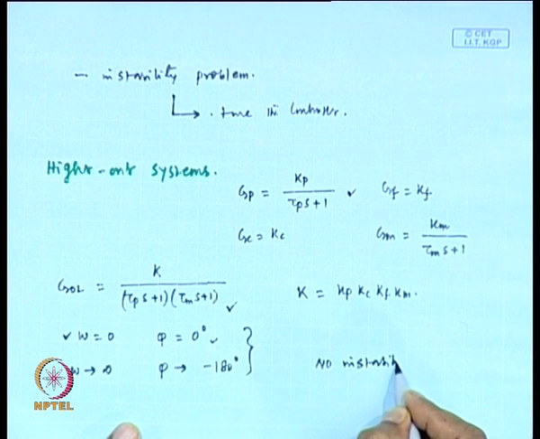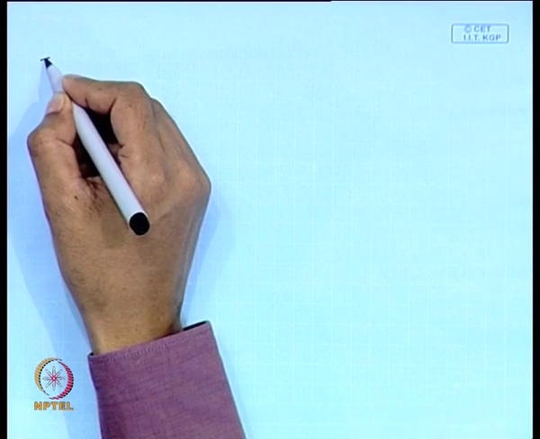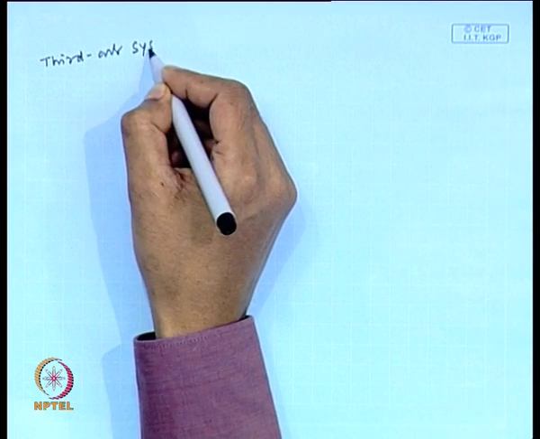So, what about the existence of crossover frequency? There is no existence of crossover frequency at a finite value of omega. That means there is no instability problem. So, see, first order system without dead time, no instability problem. Second order system without dead time, no instability problem. Next, we will consider the third order system.